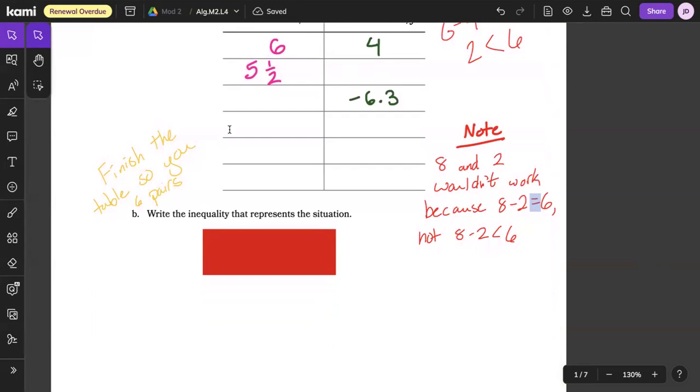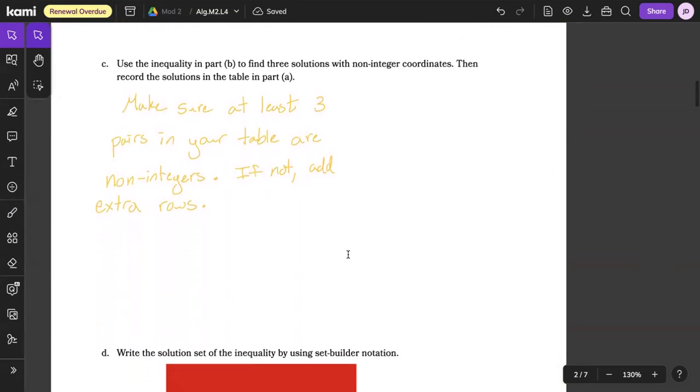For part B here, write your inequality. I think this is pretty obvious. x minus y is less than 6, where some value of x minus some value of y will give you a value that is less than 6. If you haven't already in your table, make sure that at least 3 of the pairs are non-integers.